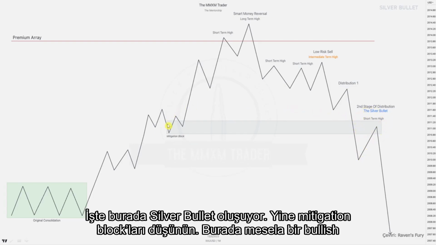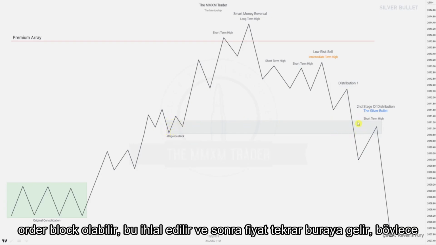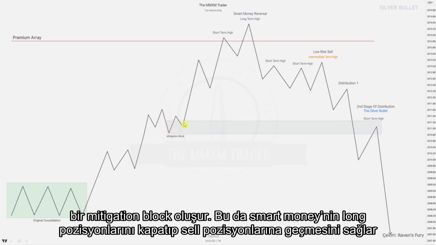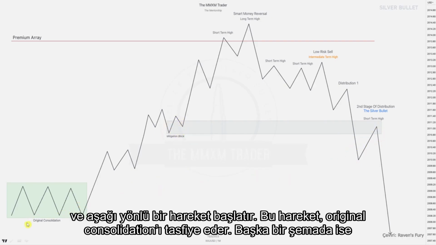Again, think about those mitigation blocks, right? There could be a bullish order block over here, which is violated, and then price trades back into that, creating that mitigation block to offload those long positions from smart money into sell positions and creating a down move which will liquidate that original consolidation.